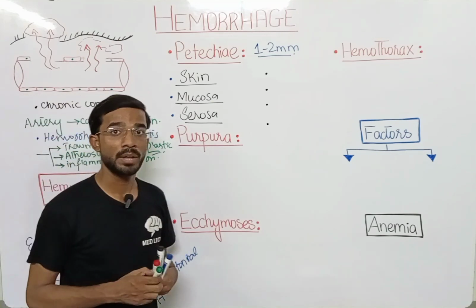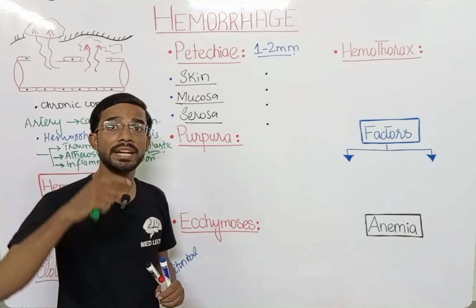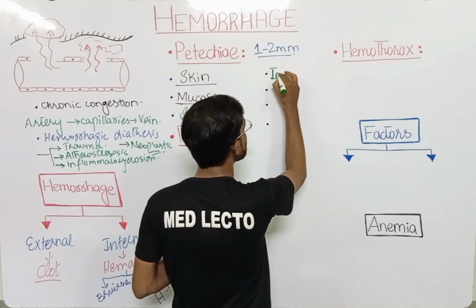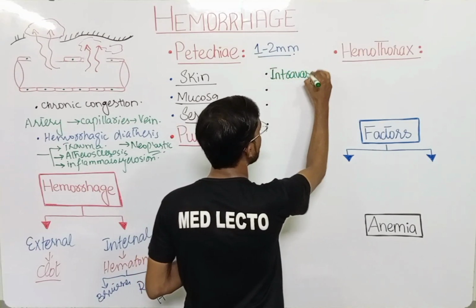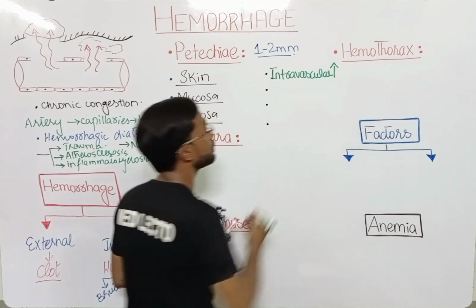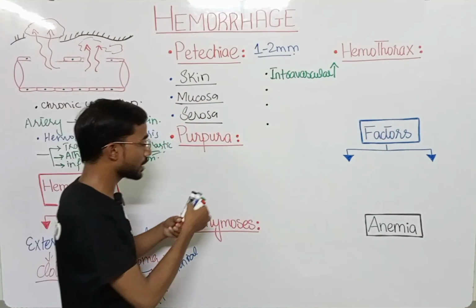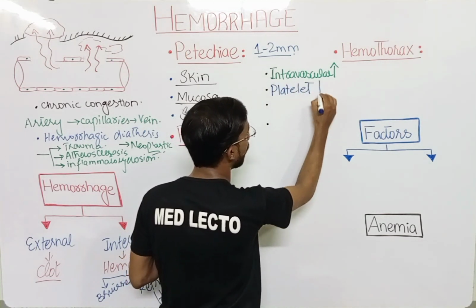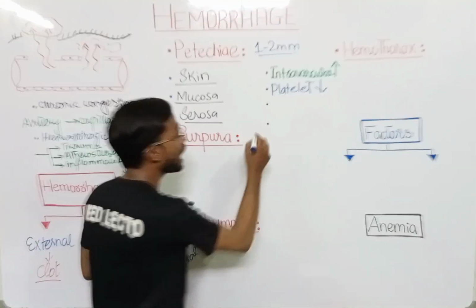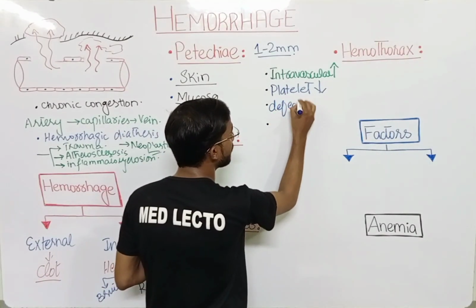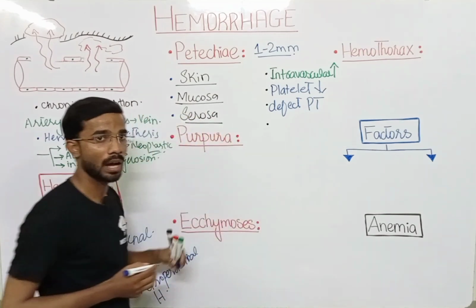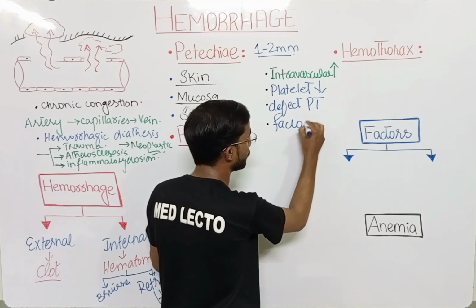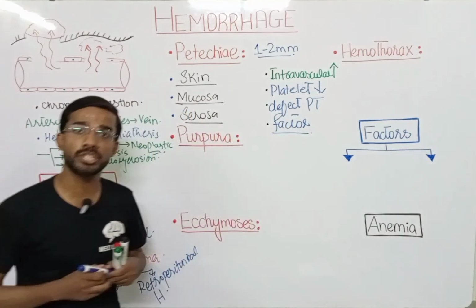The question is, what are the reasons for petechia formation? When you see an increase in intravascular pressure, you will see petechia. You can also see a low platelet count. When the platelet count is low, you can also see petechia. Another defect in platelets also causes petechia. And you can also see factor deficiency, involved in the coagulation pathway.